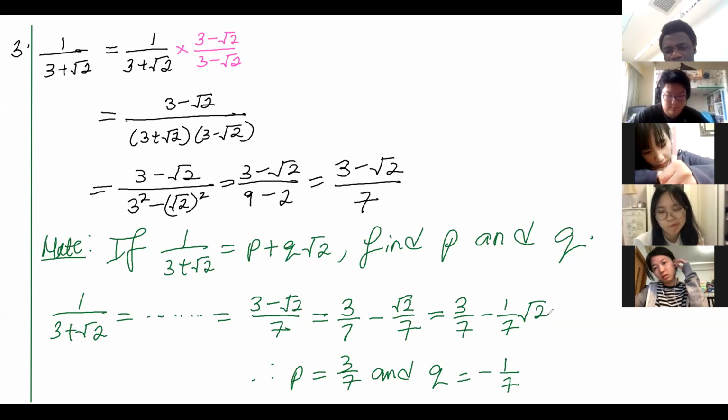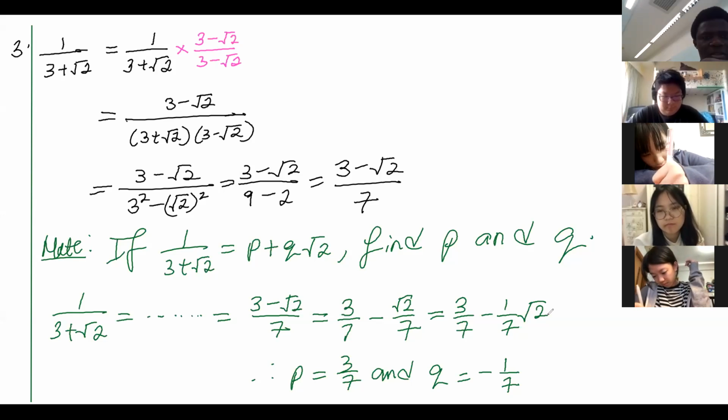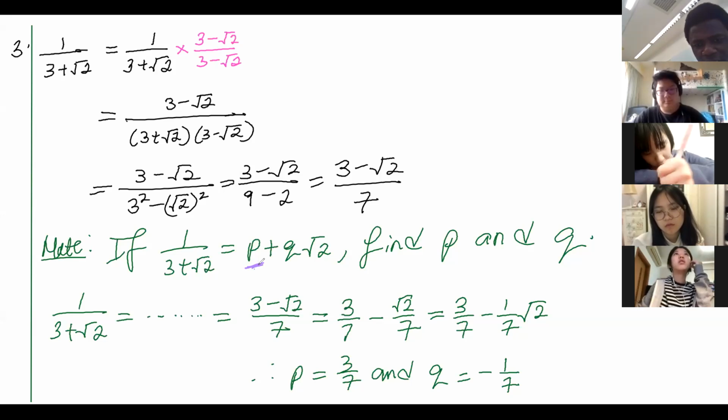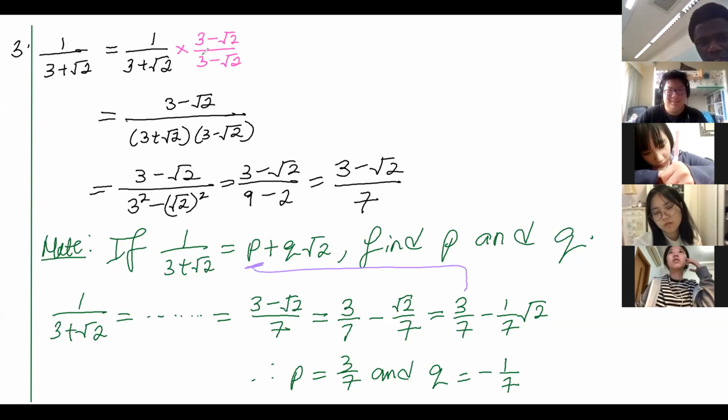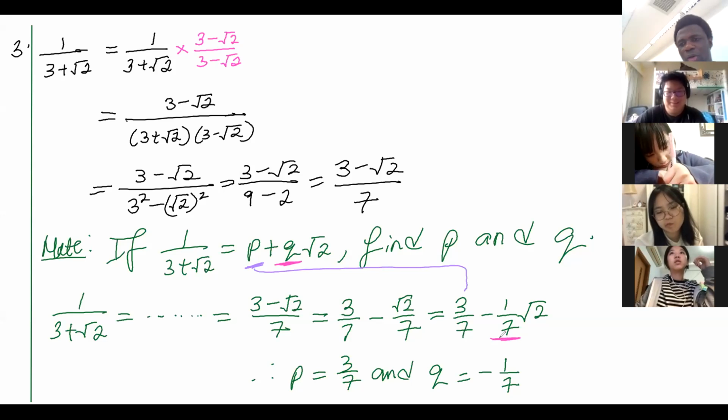Okay? So that's why it's recommended to write it in that form. If you compare, you will see that P is the first one that stands alone, and that is this one. You will also notice that Q is the second one before the root 2, and that is this one. That's how we got the number. Any questions?